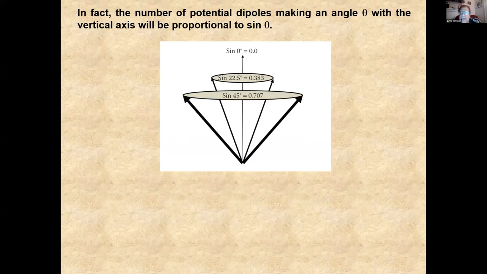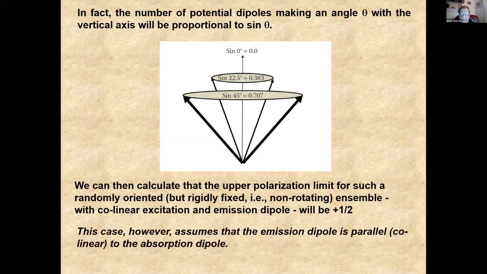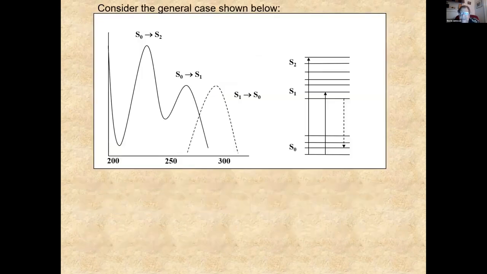Specifically, the number of dipoles making an angle theta with the vertical axis is proportional to the sine of theta. And as we go to higher and higher angles, we get more and more molecules. Well, if you integrate over both these factors, the number of molecules at different angles and the probability of cosine squared for the absorption, you end up seeing that the limiting polarization for randomly oriented molecules in solution, not rotating, is going to be plus 1/2 or 0.5. Okay. Now, this assumes that the emission and excitation dipoles are parallel, which doesn't have to be the case.